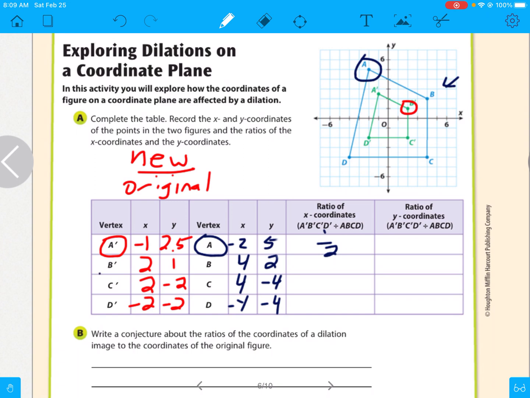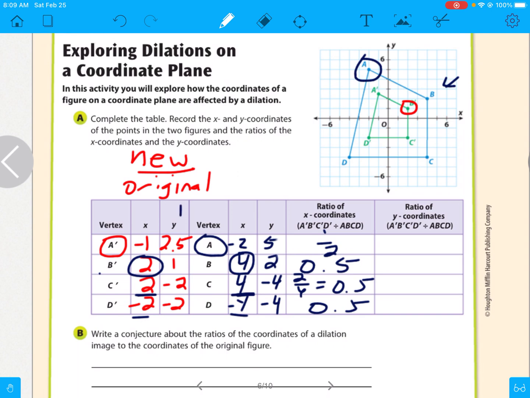Now we're going to do our B prime, the new B prime. So 2 divided by 4 is 2/4 is 1/2. Or you could put 0.5. It doesn't matter. They're the same thing. Then we're going to take our C prime, just the x value. We're going to do 2 divided by 4. So 2 divided by 4 is 1/2 or 0.5. You can already tell right now that this is a scale factor and it gets smaller. So your number is going to be between 0 and 1. Our D prime, -2 divided by -4, is 0.5. So that would be the new divided by original.